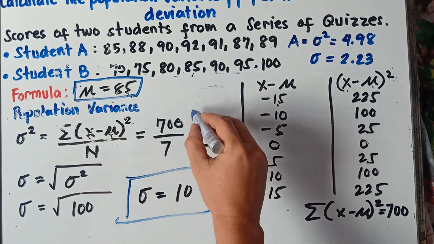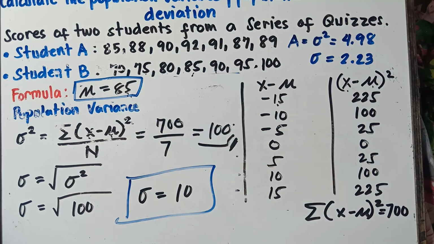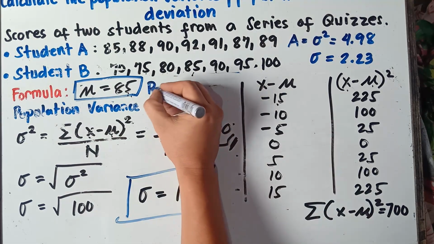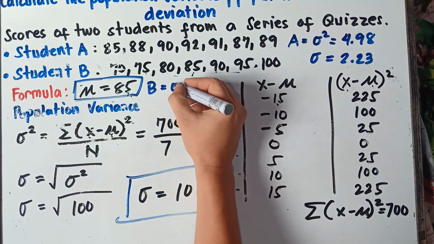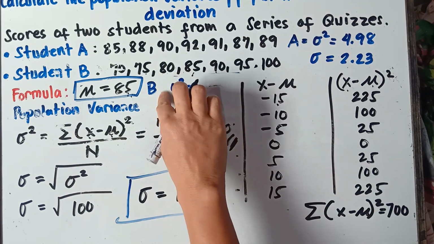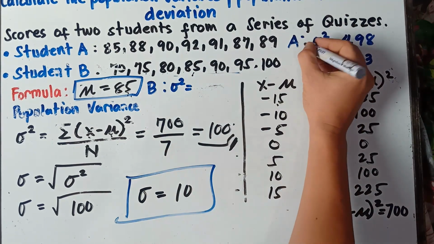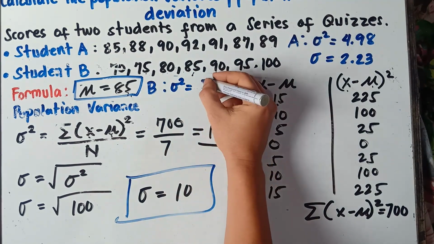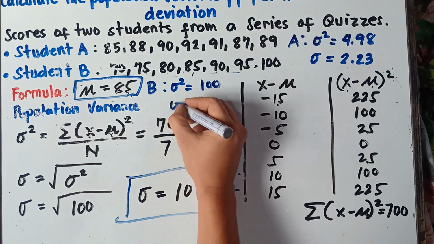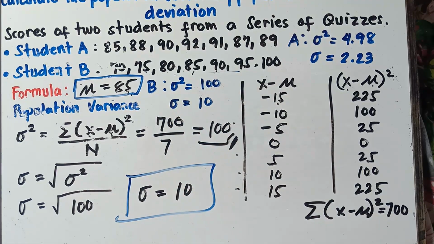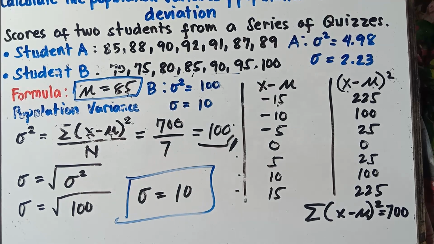That's it, class. We're all set. Let's finalize our answer for student B. The population variance for student B is 100, and the population standard deviation is equal to 10. That's how you solve, class, for the population variance and the population standard deviation.